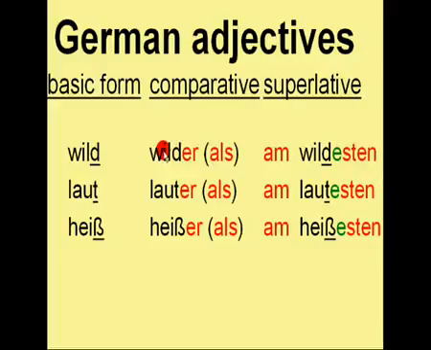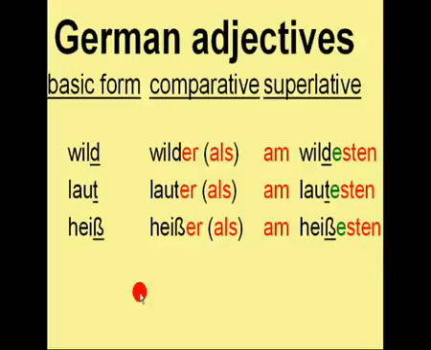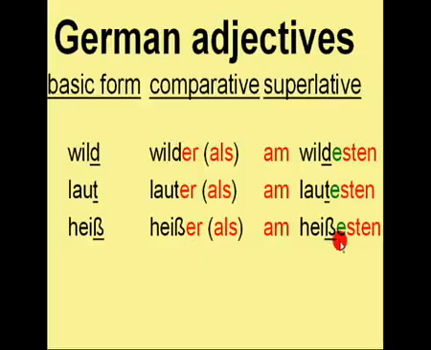So this would read wild, wilder als, am wildesten, which means wild. Laut means loud in English, lauter als, am lautesten. Heiß means hot in English, heißer als, am heißesten.